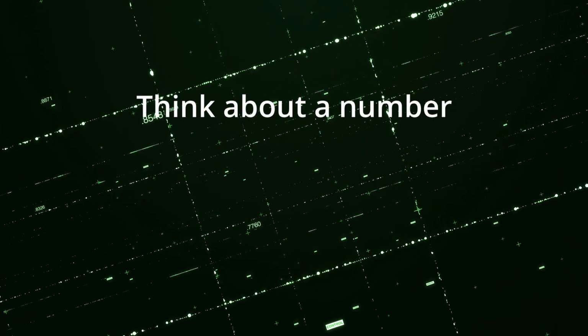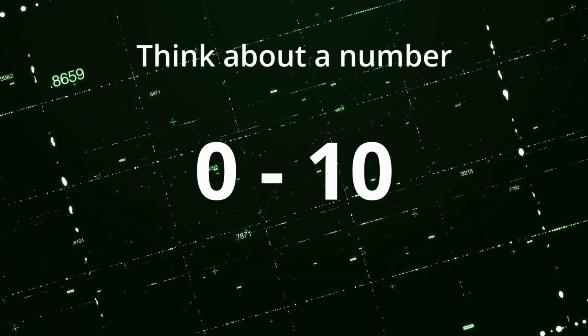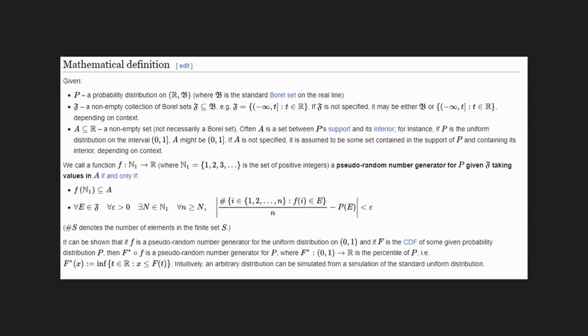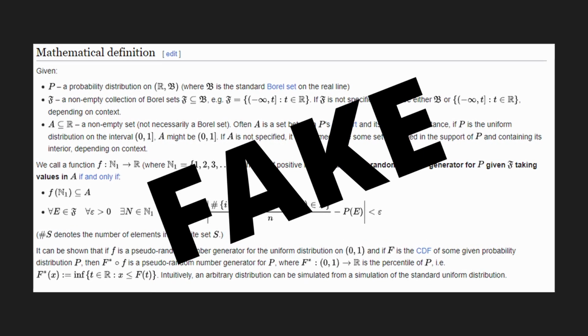The answer lies in the nature of generating random numbers by computer. Think about a random number between 0 and 10. Great! Now form the formula to achieve it. You can't? That's because it isn't possible. The random number generator isn't truly random. It follows a specific pattern that just seems random. That is why we call it a pseudo-random number generator.